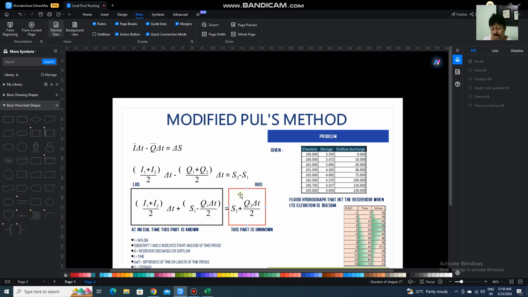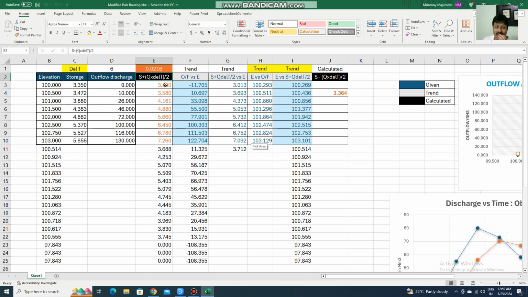S2 means storage at the end time of the time period. Q2 is the outflow of water at the end time. Delta T is the time difference or time period, the length of the time period. By 2, it is RHS. This is entirely unknown to you. So how to get that? Yes, from this data you will get that. So S2, here S2, you can see S2 is given, this one, right or wrong, S2 is given.